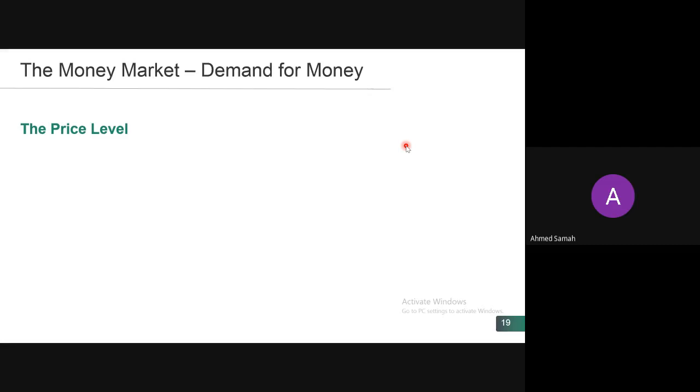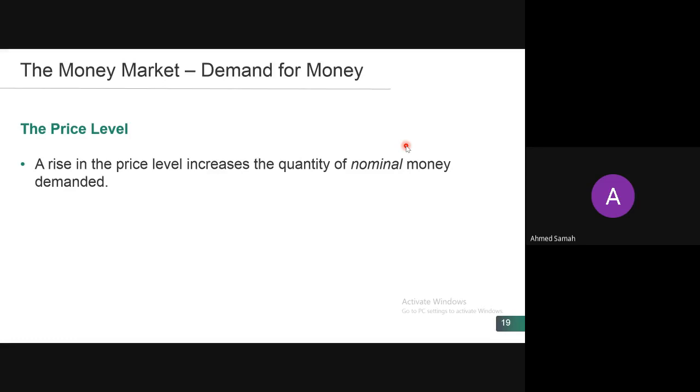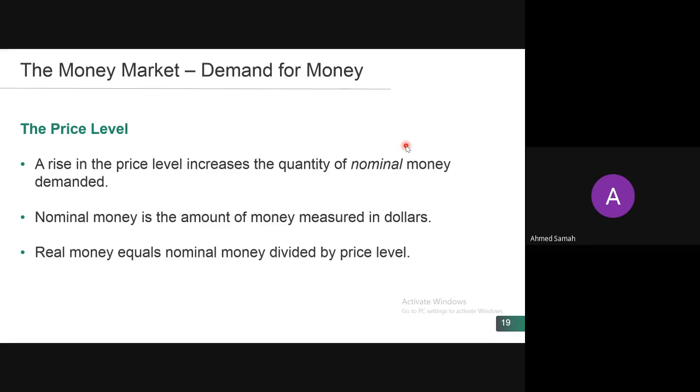The price level. As you know, what the price level in an economy is. A rise in the general price level increases the quantity of nominal money demanded. Nominal money is the amount of money measured in dollars. Real money equals nominal money divided by the price level. So real money is adjusted for inflation. Nominal money is without adjustment for inflation. The key thing to remember here is that when the overall price level in the economy rises, the demand for nominal money will increase because now the prices have increased and people will need more money to purchase goods and services. That is why the demand for money will increase.